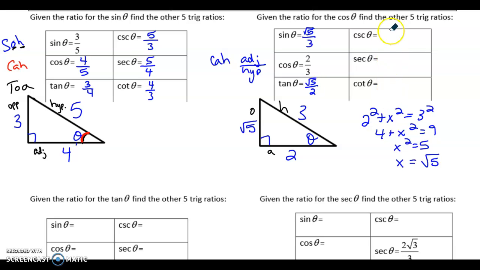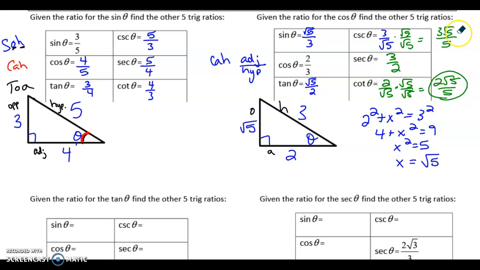And then these are just going to be the reciprocals. The only thing here is we can't leave that radical in the denominator. So this will be the one where we need to multiply by the square root of 5 over the square root of 5. So 3 square root of 5 all over 5 for the cosecant. Secant, the reciprocal of 2/3 would just be 3 over 2. And then cotangent, we'll have to multiply by the denominator again. So 2 times the square root of 5 over 5. Okay? All right, let's jump to the back of the page.